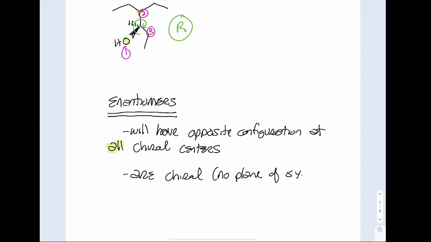This is also important to note because I will have a type of molecule, they're not actually stereoisomers, that have chiral centers. They have opposite configuration at all of them, but they have a plane of symmetry, making them achiral. So don't forget this part also.